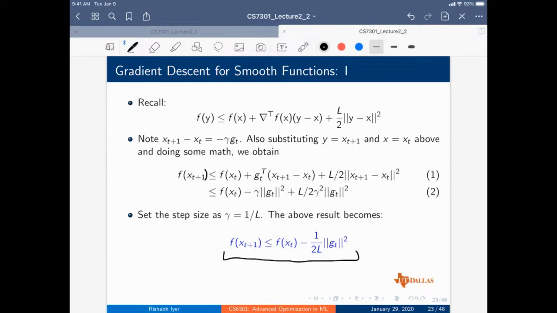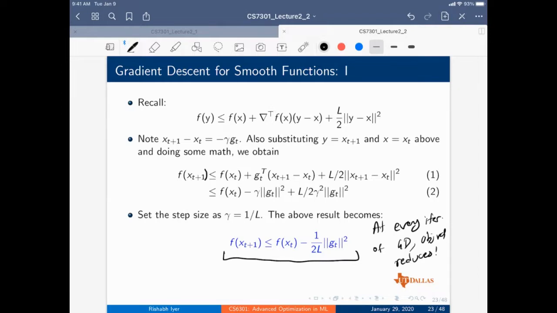So with Lipschitz smoothness, it turns out that you can show that at every iteration of gradient descent, the objective value reduces. Okay, so this is key.